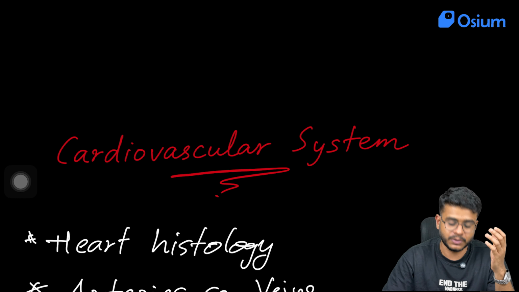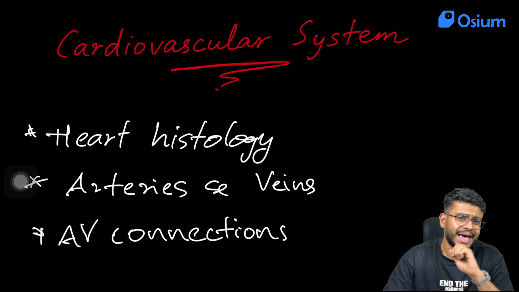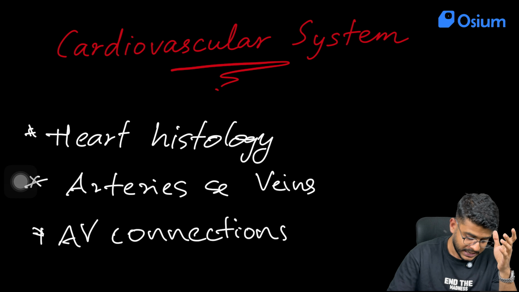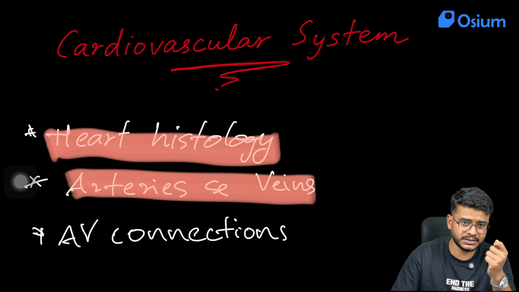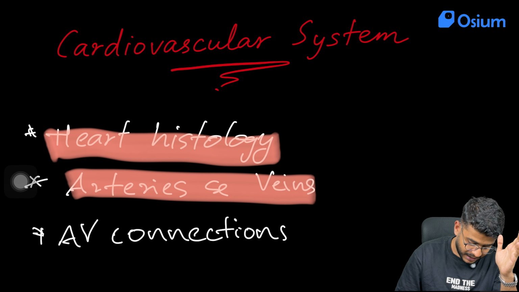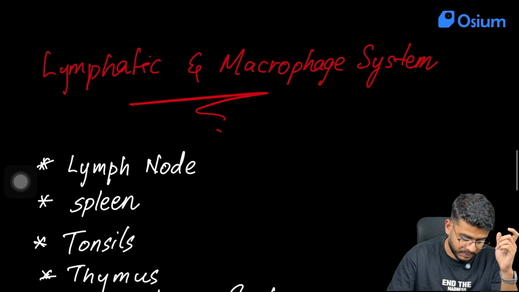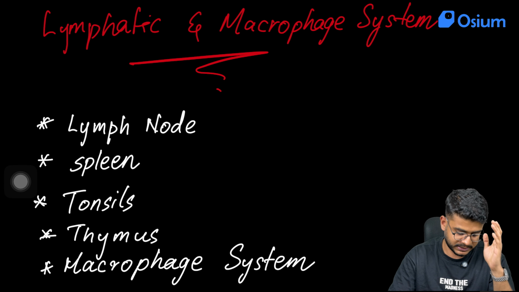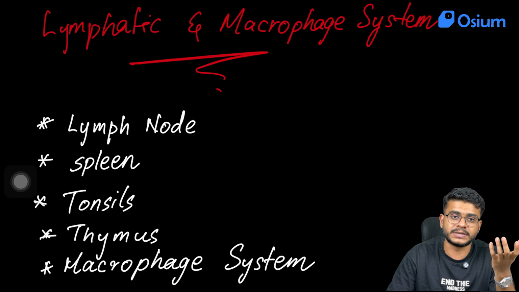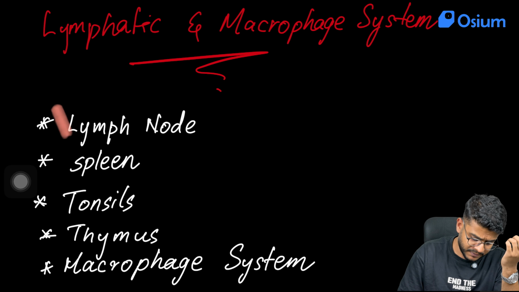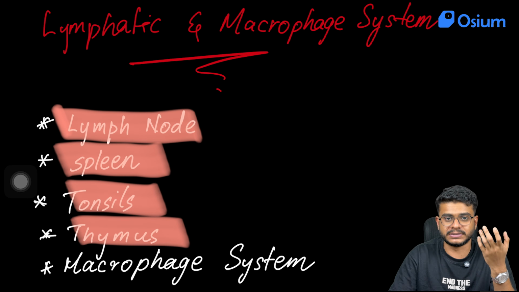Okay, let's see what are we learning in these chapters. The first chapter, cardiovascular system, everything about the heart and the vessels, the heart histology, arteries and veins, their structures, the layers, everything, and also the arterial venous connections, anastomosis, etc. The second chapter will be lymphatic and macrophage system, mainly about the immune response in our body. We will learn about some lymphatic organs, which are lymph node, spleen, tonsils, thymus, and about the macrophage systems.